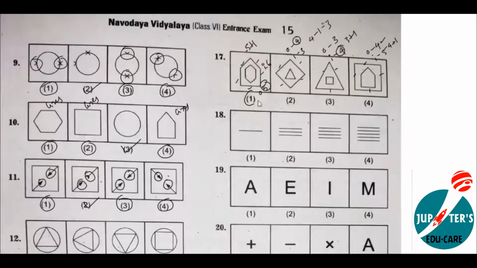So in option 1, option 3, option 4, to get the inside figure, we are adding 1 to the outside figure. But in case of option 2, we are subtracting here. So, option 2 is our answer.